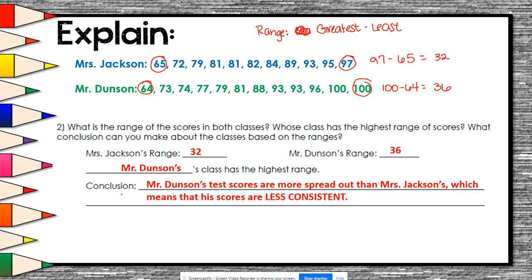So I can say Mr. Dunson's test scores are more spread out than Miss Jackson's, which means that his test scores are less consistent. Another way of saying this is that they are less reliable or less predictable. Because his numbers are a little bit more spread out than Miss Jackson's, it might be harder for us to predict a test score for Mr. Dunson's class than for Miss Jackson's class.